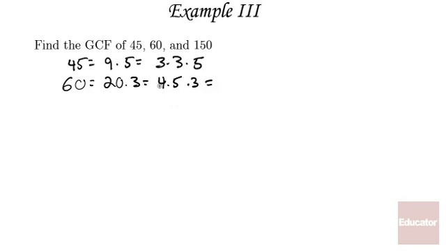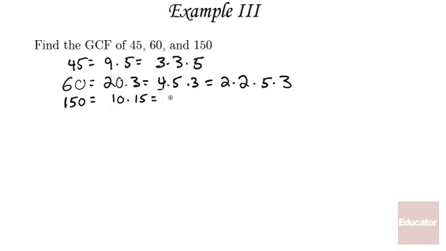Still not in prime factored form. 4 can be broken down into 2 times 2 times 5 times 3. Now I'm in prime factored form with that one. For 150, I'm going to start out with 10 times 15.